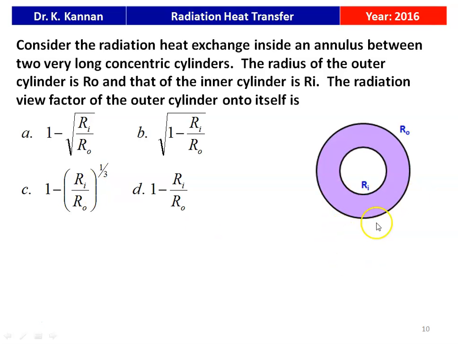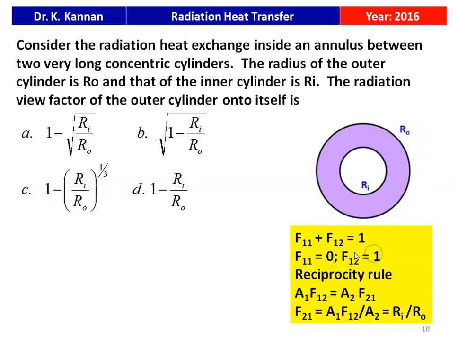So we take, this is the inner cylinder and the outer cylinder, and for the inner cylinder, F11 plus F12 equal to 1, the summation rule. So F11 equal to 0 because the radiation leaving from the first cylinder, there is no possibility it will fall back onto the same surface. So F11 equal to 0, F12 equal to 1. From the reciprocity rule, A1 F12 equal to A2 F21. So F21 equal to A1 F12 by A2. This is RI by RO. So F21 equal to RI by RO.